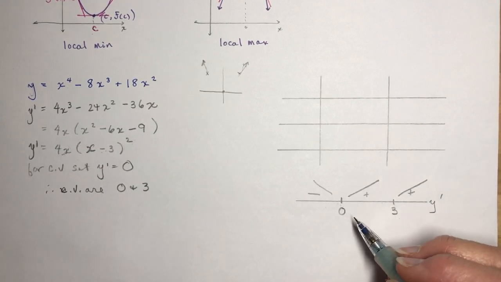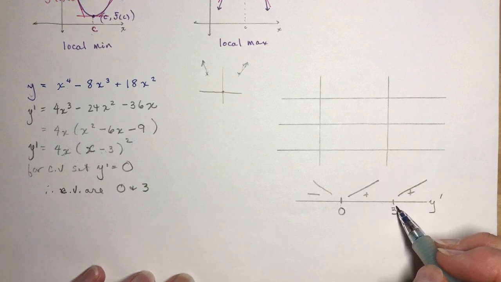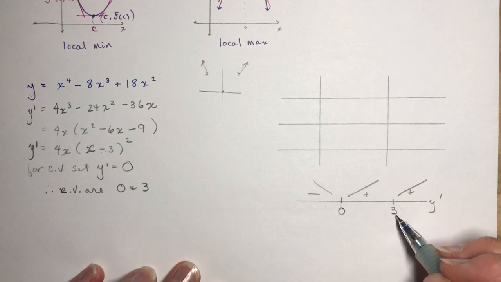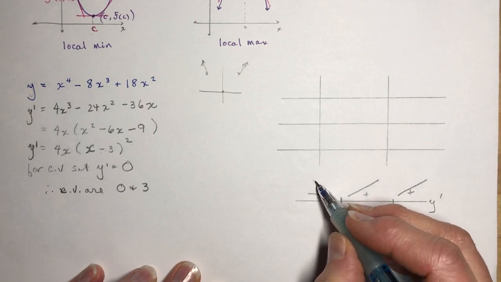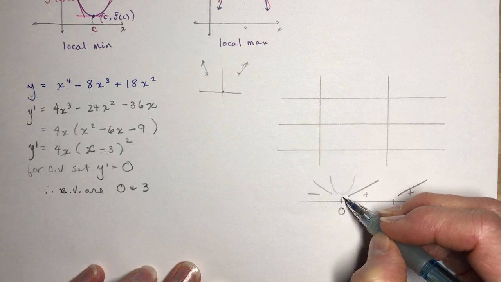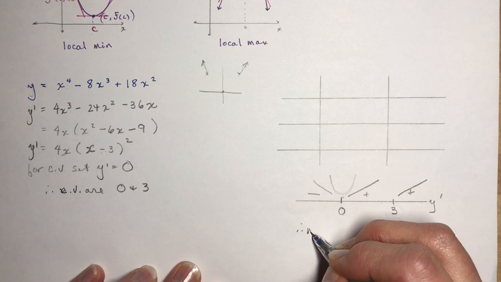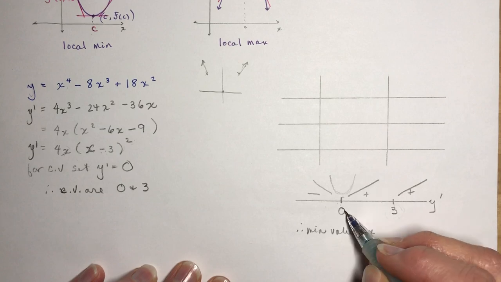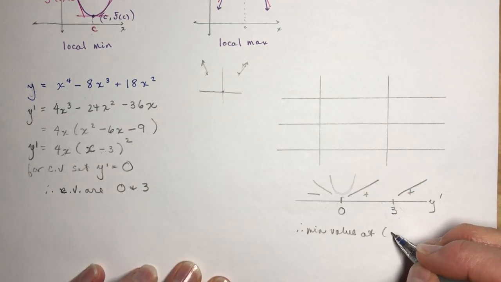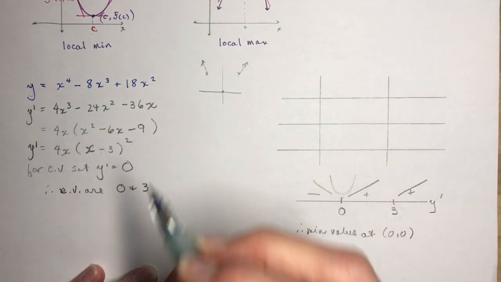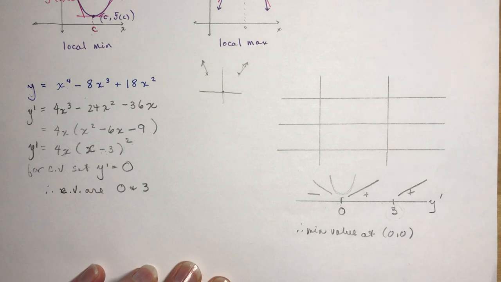Because there isn't a change in the sign here, this is not a minimum or a maximum value. It's what we say is neither. It's neither a minimum or a maximum. So this one here, it goes down and then back up, and you can see the way it's going to go like this. So that means it's a minimum value at x equals 0. Y is also 0, so (0, 0). And at 3, whatever the value is for that, it is not a minimum or a maximum.